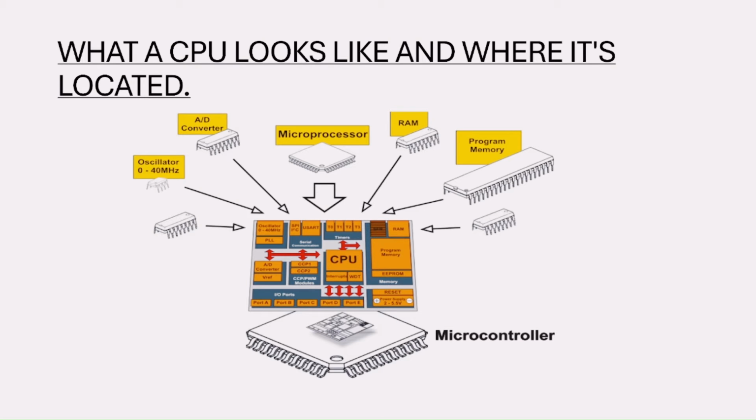What a CPU looks like and where it's located. A modern CPU is usually small and square, with many short, rounded metallic connectors on its underside. Some older CPUs have pins instead of metallic connectors. The CPU attaches directly to a CPU socket, which is sometimes called a slot, on the motherboard.